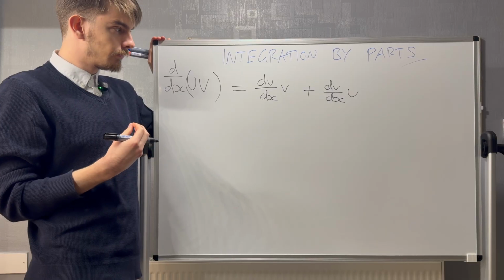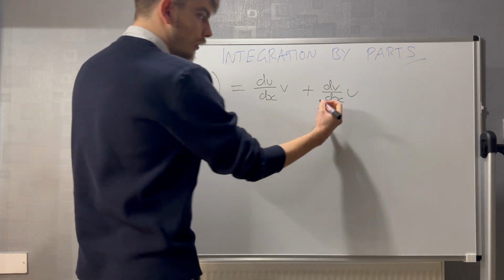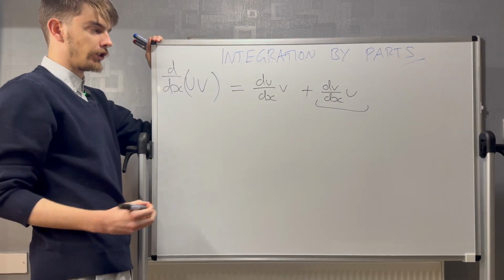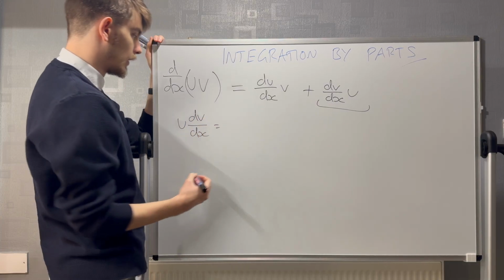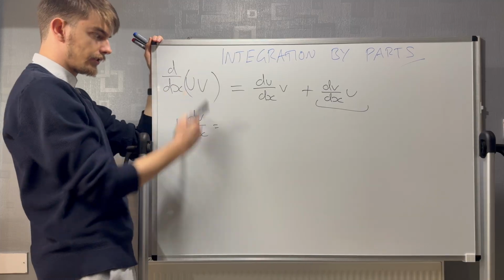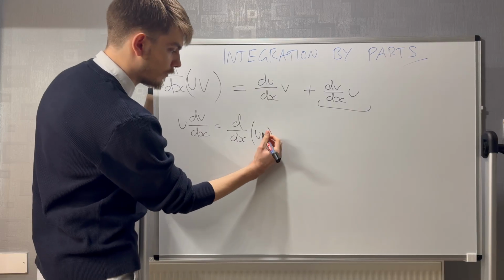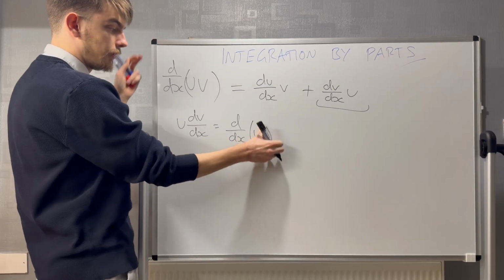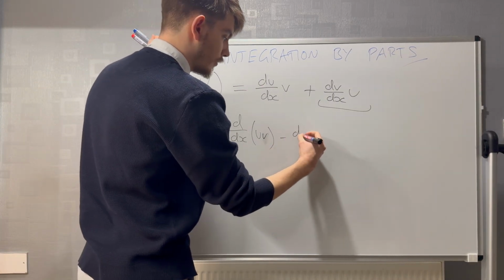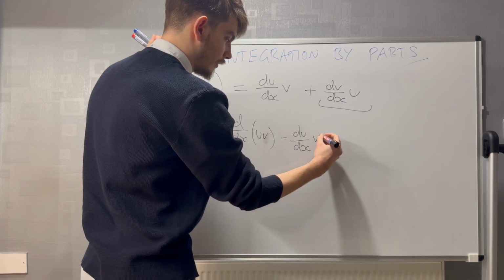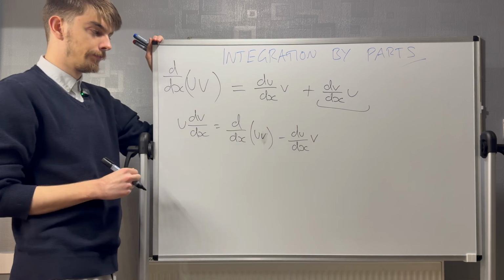What I'm going to do is I'm going to rearrange this product rule for this guy right here. So u times dv by dx is equal to d by dx of uv minus du by dx times by v. Yeah, u's and v's are a terrible idea when you've got this kind of handwriting. So I've just rearranged it into this form here.